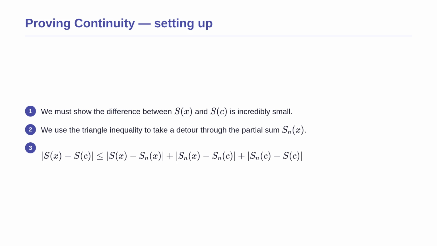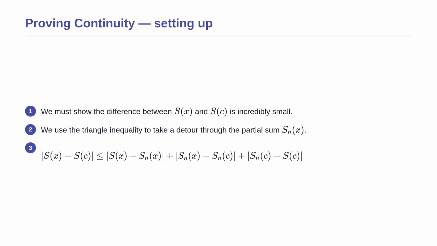Now that we have our formula, let us prove that the infinite sum is continuous at a specific point c. We must show that the difference between S of x and S of c becomes incredibly small as x gets closer to c. In mathematics, we represent this incredibly small distance with the Greek letter epsilon. We use a famous technique called the epsilon over 3 argument.